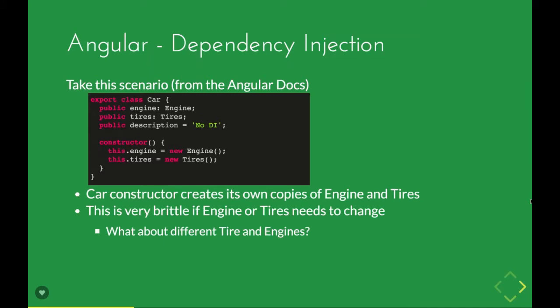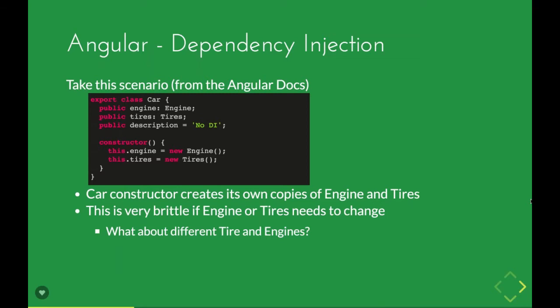This is kind of brittle, though, if engine or tires need changing. What if we want to have a different set of tires on the car? What if we want to have a slightly different engine in each individual car? I can't really do that because we're constantly creating a new version of engine and a new version of tires in this constructor without being able to change that.